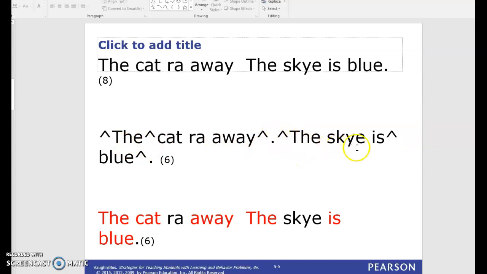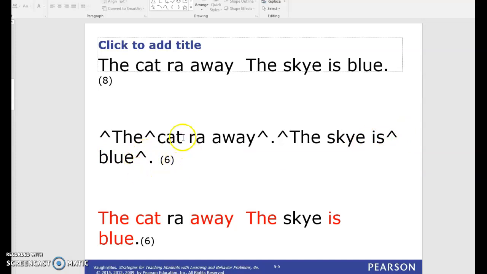Okay, what about the sky? Hopefully you're already starting to say, nope, sky is spelled incorrectly. So that is not a correct writing sequence. So you don't give them any little caret. Then sky is, is that correct? Nope, that's spelled incorrectly. So you can't count that. What about is blue? Well, yeah, is is spelled correctly, blue is spelled correctly. Okay, that's fine. Give them a little caret. And then blue to punctuation. Sky is blue. Yeah, that makes sense. Okay, they get a little caret.